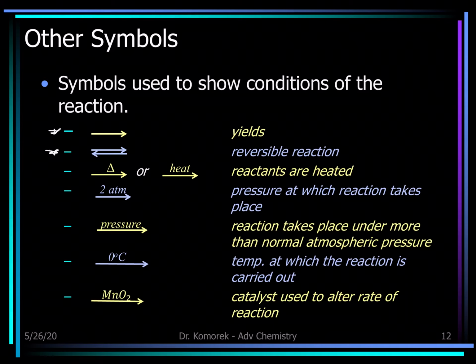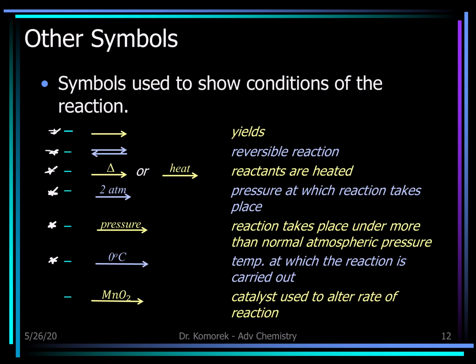You may have to heat the reactants for the reaction to take place. If there's heat involved, we put either a delta over the arrow or write out the word heat over the arrow. If it's a temperature that's needed for the reaction to take place, we can actually just write the specific temperature. And for pressure, we can do the same thing. If we need more than standard atmospheric pressure, we just write the word pressure over it. But if we need a specific pressure, we write it over the arrow.